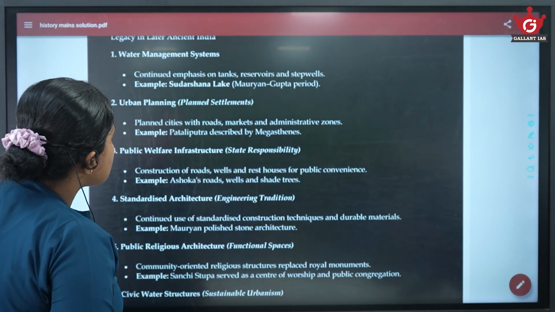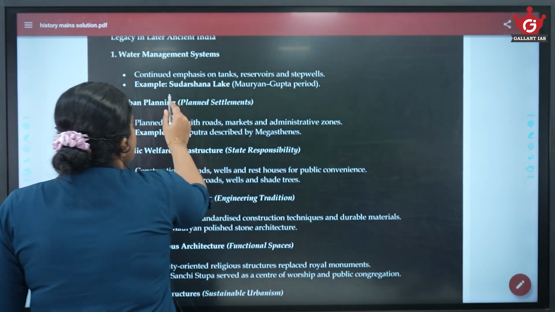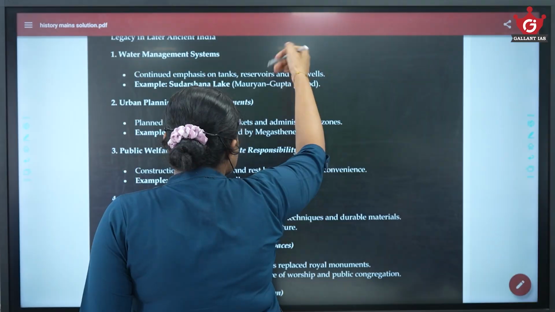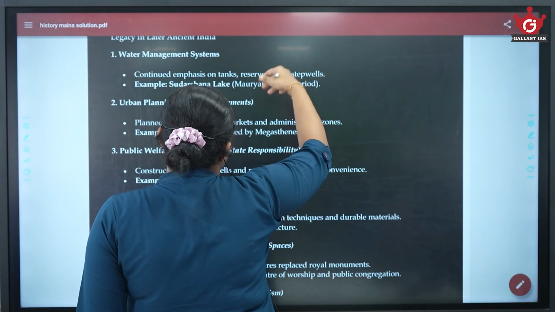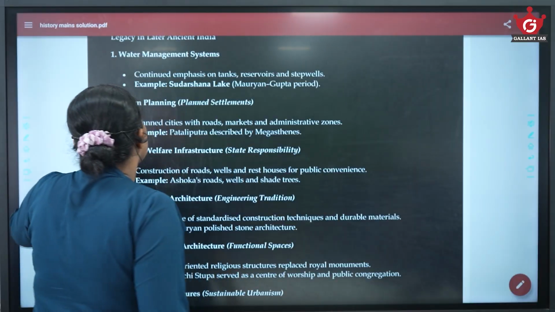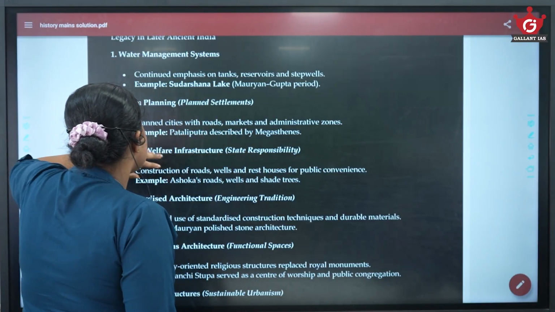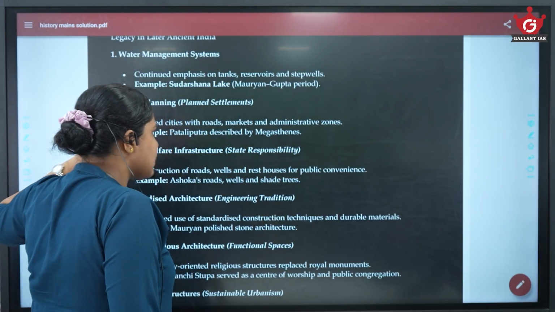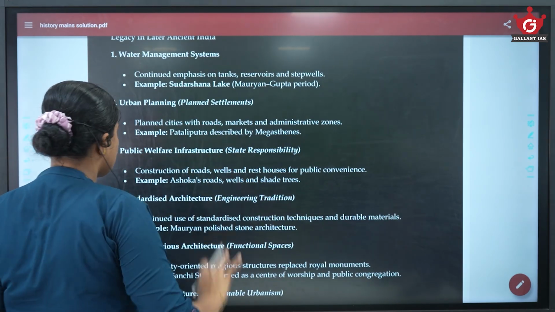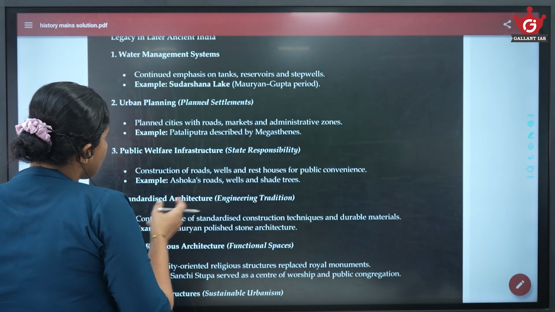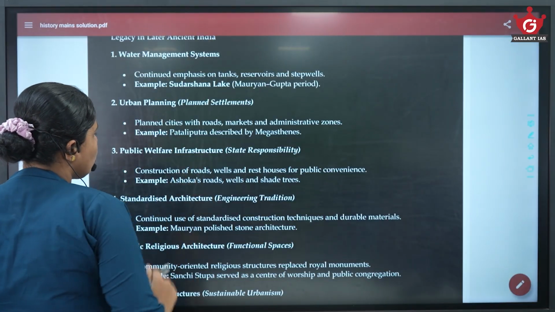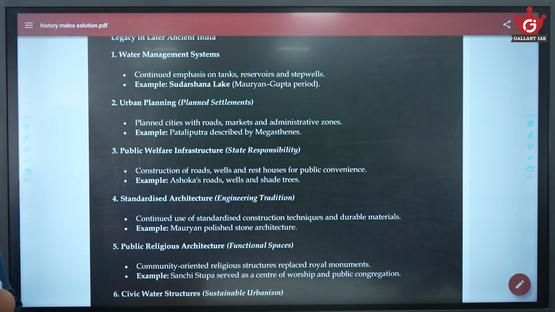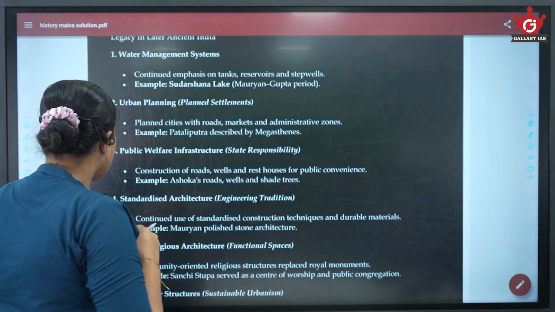Regarding water management systems, you can see how the Sudarshan Lake was very well maintained and repaired; this kind of thing shows the importance of it. Then urban planning, the planned city scheme. For example, you can mention Pataliputra, how it was described by Megasthenes. Public welfare infrastructure: you can mention Ashoka, how he created roads, wells and shade trees. These kinds of things have a continuity from Indus.